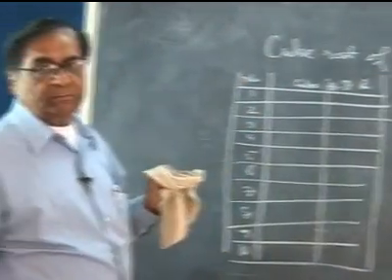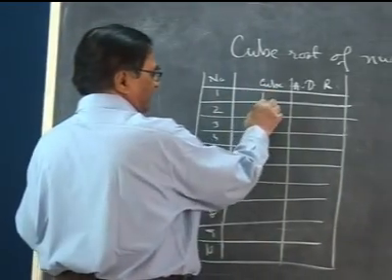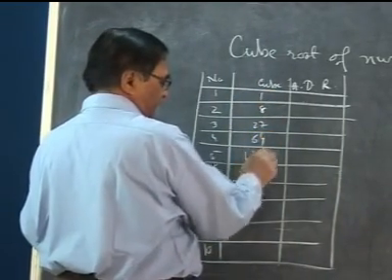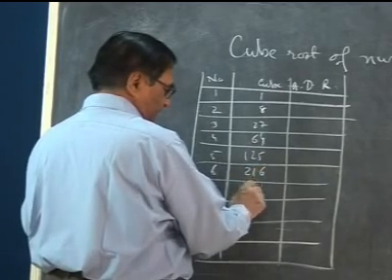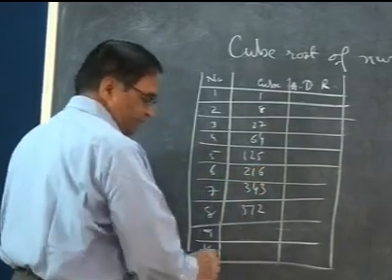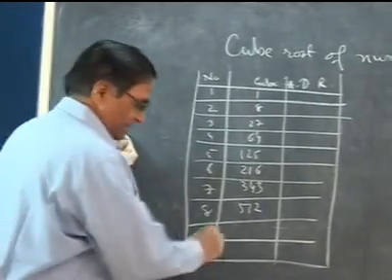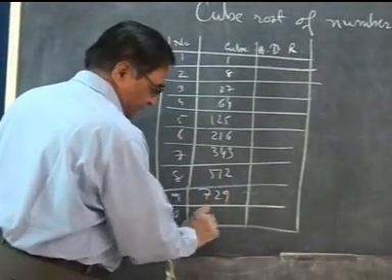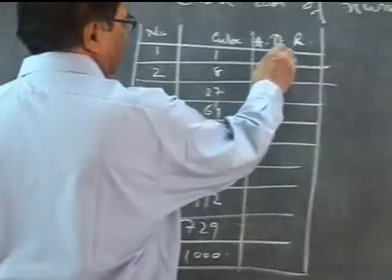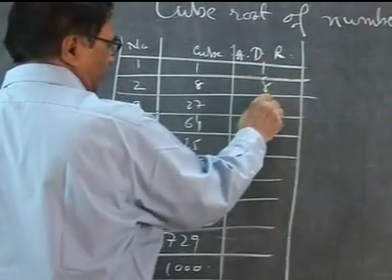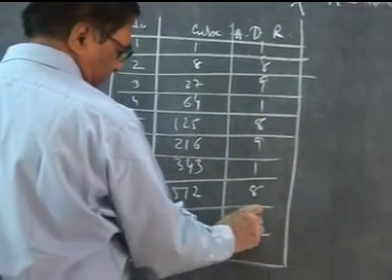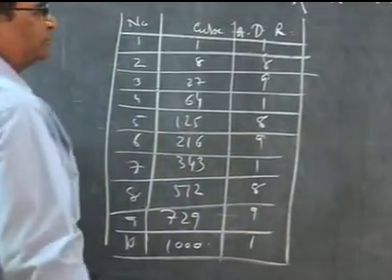Let us flip the table. Cubes: 1, 8, 27, 64, 125, 216, 343, 512, 729, 1000. Addition digit root: 1, 8, 9, 1, 8, 9, 1, 8, 9, and 1.